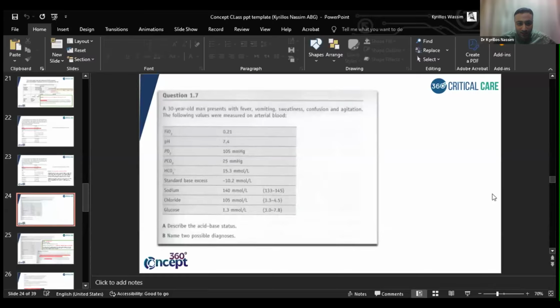So let's go to the next question. A 30 years old man presents with fever, vomiting, sweating, confusion, and agitation. The following values are measured on the arterial blood. Describe the acid-base status, and name two possible diagnoses. And I repeat, here the pH is normal.